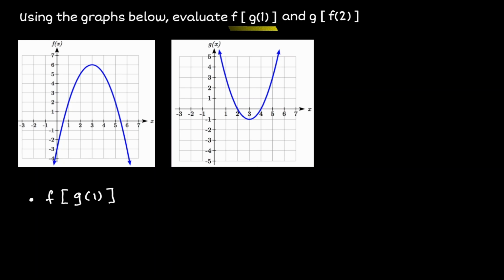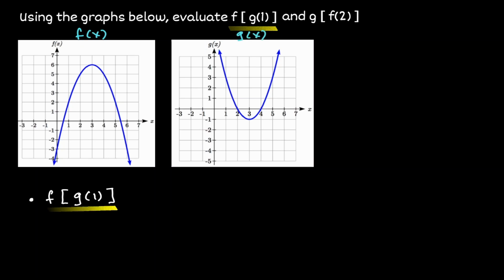Notice that this composition is made out of two functions, the function of f and the function of g. The first thing that we should do is identify the graphs for each of those functions. Notice that the graph on the left has a little f of x at the top, so we can say that this graph is for f of x. And the graph on the right has the expression g of x, so we can say that the graph on the right is for the function g of x.